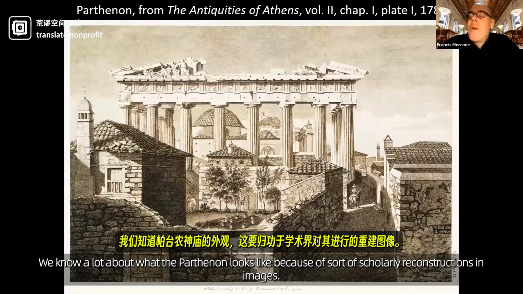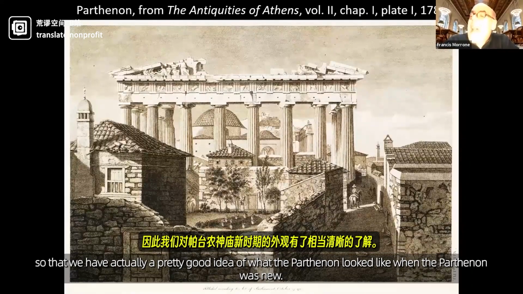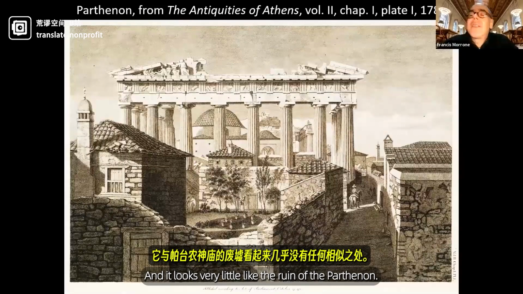We know a lot about what the Parthenon looks like because of scholarly reconstructions, images which are based on ancient descriptions of the Parthenon, images which are based on deductions from what exists of the Parthenon, whether it be in Athens or in the British Museum, and so on, so that we have actually a pretty good idea of what the Parthenon looked like when it was new. And it looks very little like the ruin of the Parthenon.